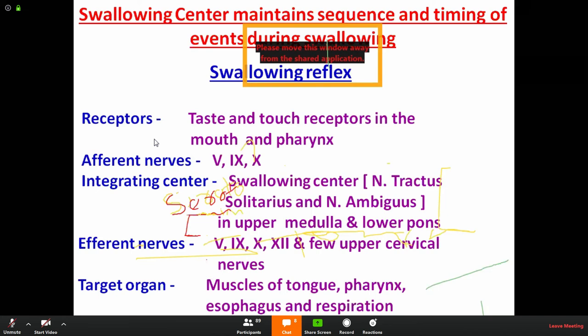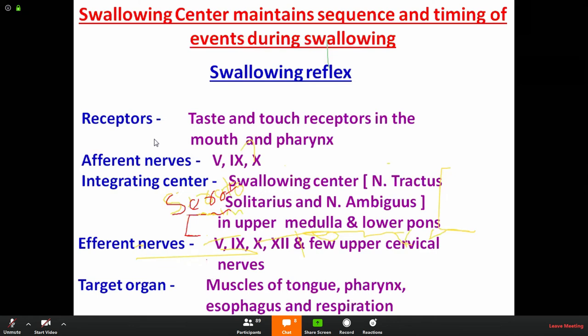The efferent nerves are 5, 9, 10, 11, and the upper few cervical nerves. Sometimes the 7th cranial nerve is also there; in some books the 7th cranial nerve is included, in some it is not, so you may write it down as well. You can remember it like this: 5, 7, 12, 9, 10. 5 plus 7 is 12. That is the efferent nerve. The target organs are the muscles of the tongue, pharynx, esophagus, and respiration.